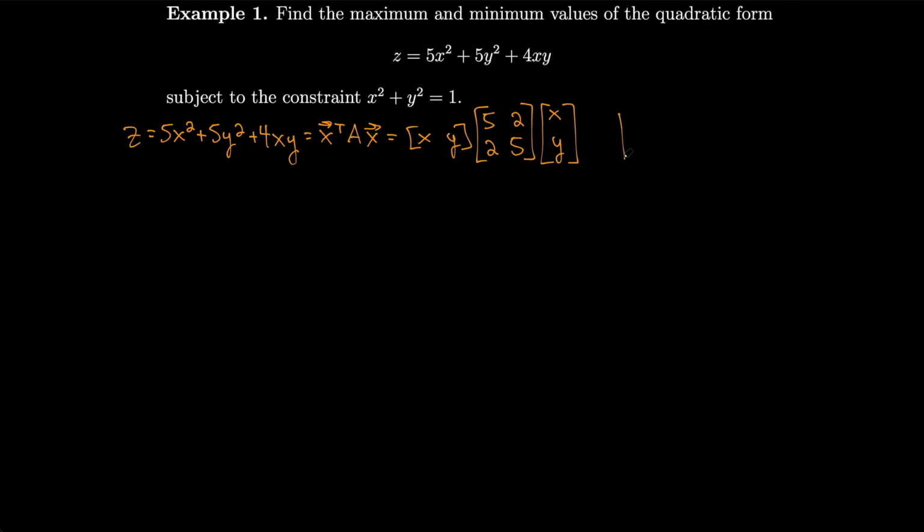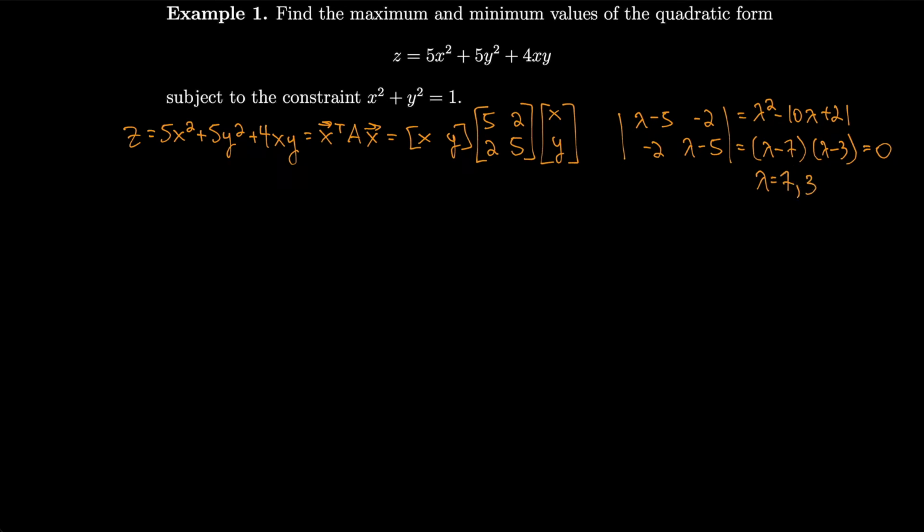Finding the eigenvalues, we'll take lambda I minus A, so that's lambda minus 5 along the diagonal, and then minus 2. That determinant is lambda squared minus 10 lambda plus 21, and that's equal to, when we factor it, lambda minus 7 times lambda minus 3. So we'll set that equal to 0, and we will get eigenvalues of lambda equals 7 and 3.